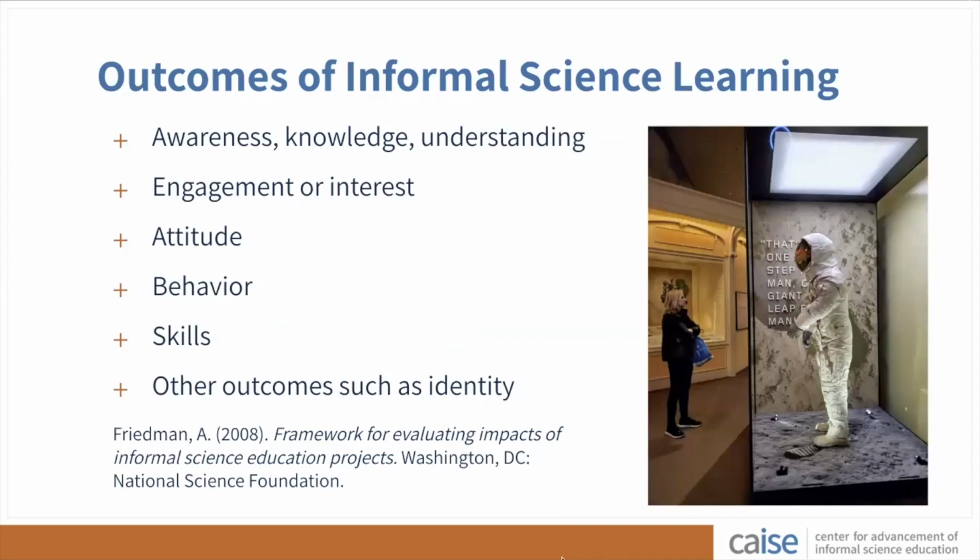Now, when we're thinking about evaluation, it's focused on the outcomes we're evaluating. What is it that we want people who are involved in our project to take away from the project? And these are some common outcomes of informal science learning. So things like awareness, knowledge, and understanding, engagement or interest, changes in attitudes, behavior change, skills, and other outcomes such as seeing themselves as someone who does science, like identity.